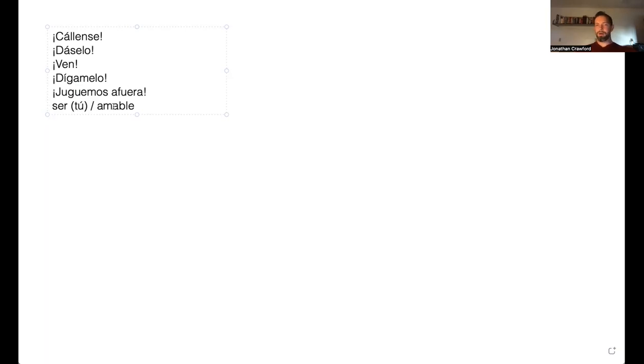Ser tú amable. Well, ser is irregular in the tú form. It winds up being sé. And we put an accent mark above it to distinguish it from a reflexive pronoun, which is also se. You can tell by the context, though, because if it's followed by amable, which means nice, sé amable, then you know that it means be nice. Sé amable.